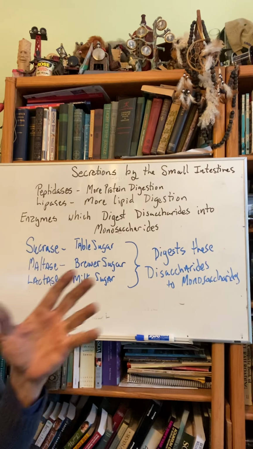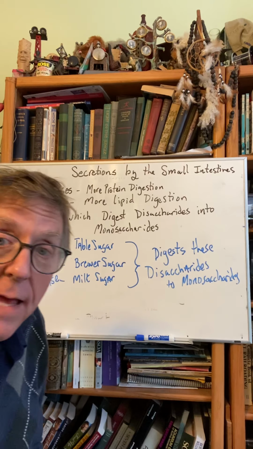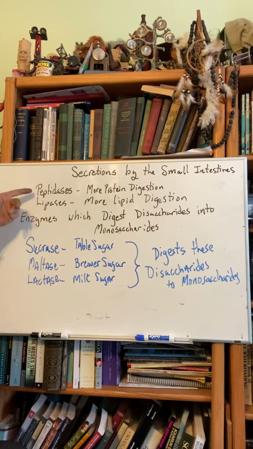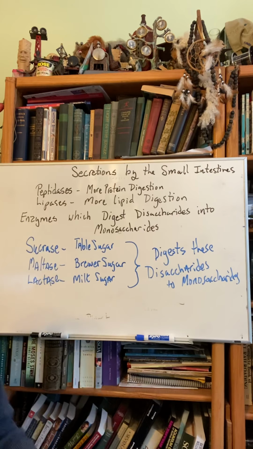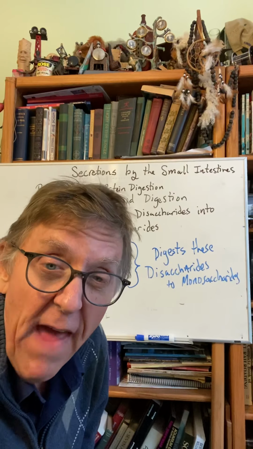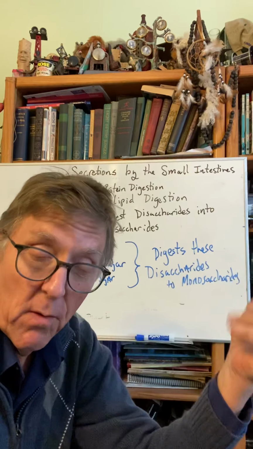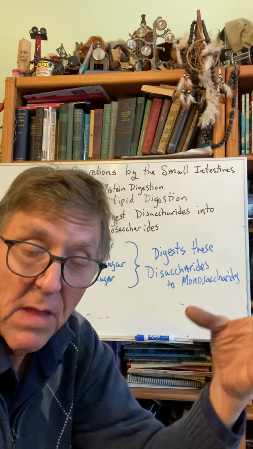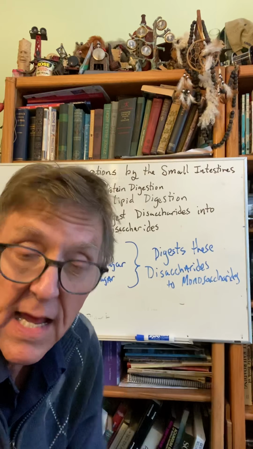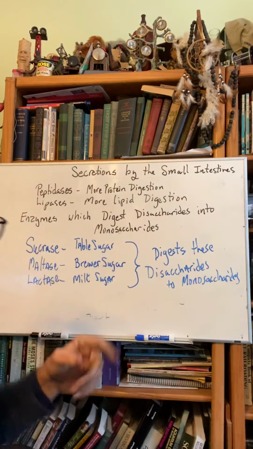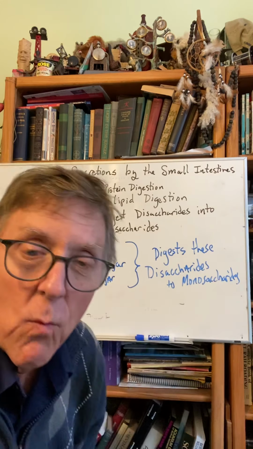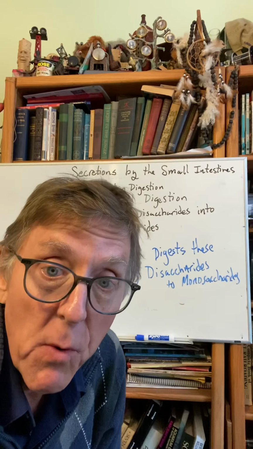So there are some secretions of enzymes by the small intestines as well. And we have some more peptidases. We've been working on those proteins ever since the stomach. We have the lipases. We've been working on those fats since the mouth. But remember, it's really in the small intestine where you have the bile salts that are going to break those blobs of fat down so that they can really be digested. And that's from the gallbladder.